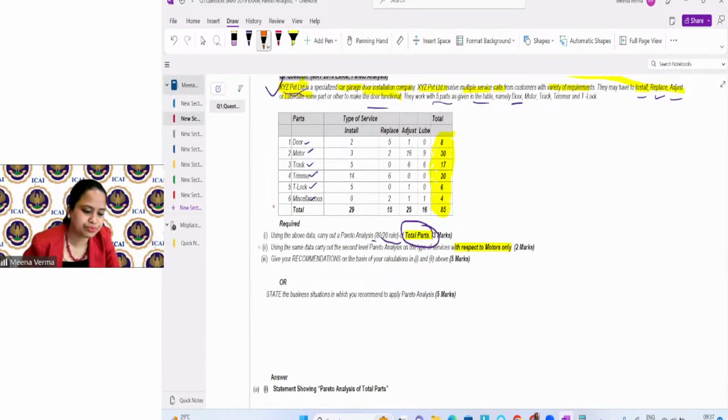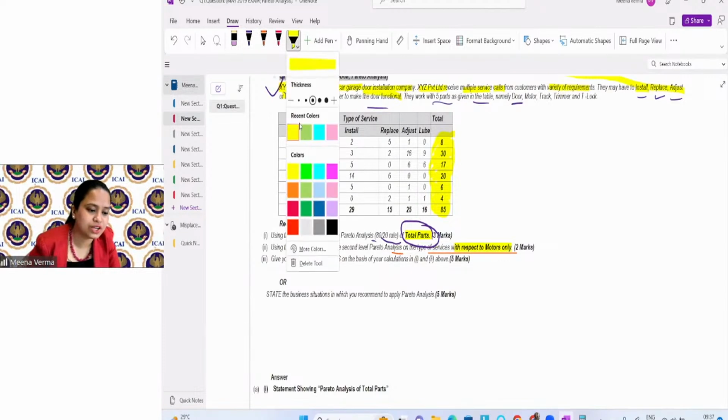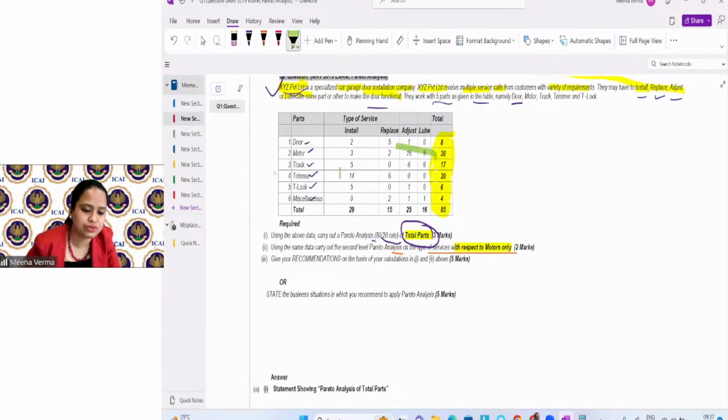Okay, next question. Using the same data, carry out the second level of Pareto analysis. After this, again do a Pareto analysis, but on what? On the type of services with respect to motor only. You don't have to do Pareto analysis on everything. In case of the second option, you have to do the Pareto analysis only for motor. For motors, you have to do the Pareto analysis.